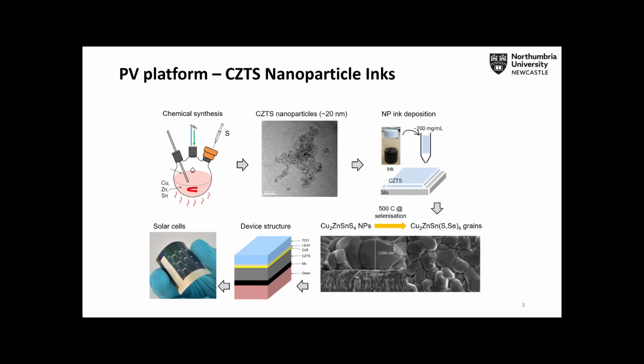If we were to stop here, the device, the solar cell, will not work. So we have to do what's called a recrystallization process, in which we react and we anneal our nanoparticle film with selenium to form large crystalline grains. And then we fabricate a device either on a glass substrate or on a flexible substrate. So this is just to give an overview of our process.